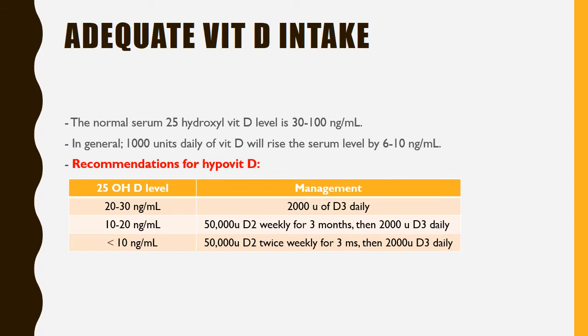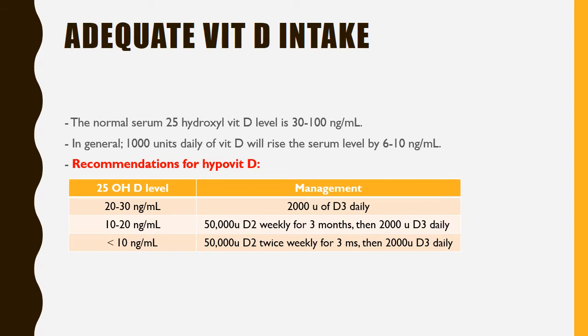25 hydroxyvitamin D level from 20 to 30 nanogram per ml requires 2000 unit of vitamin D3 daily, while from 10 to 20 nanogram per ml needs 50,000 unit vitamin D2 weekly for 3 months, and then 2,000 unit of vitamin D3 daily. Less than 10 nanogram per ml requires 50,000 unit of vitamin D twice weekly for 3 months, then again 2000 unit of vitamin D3 daily.